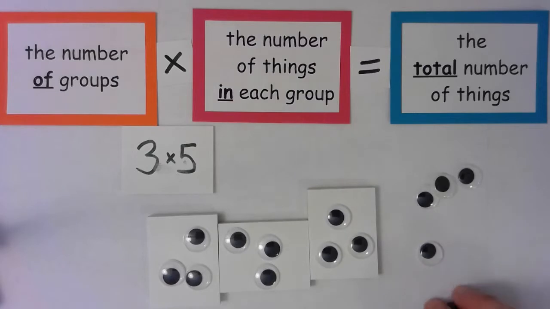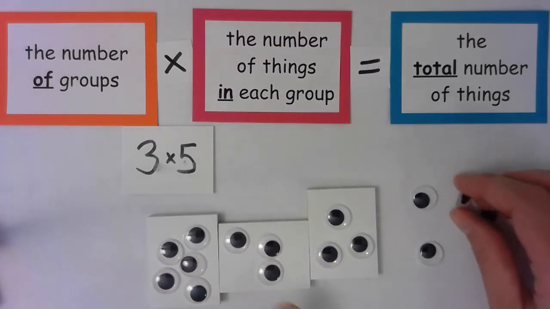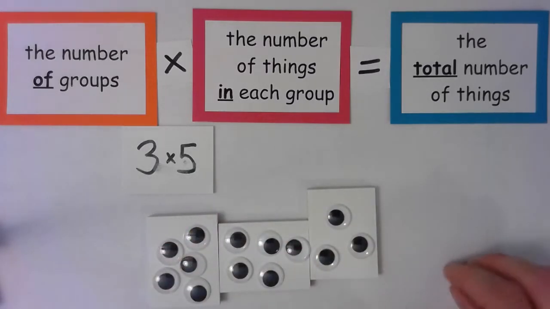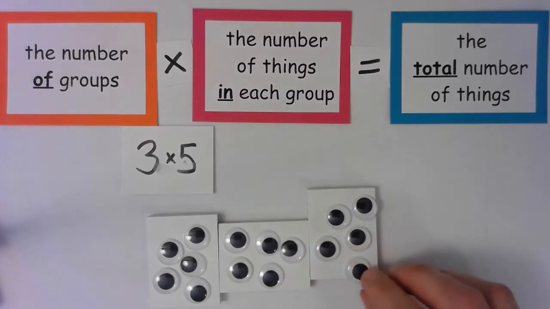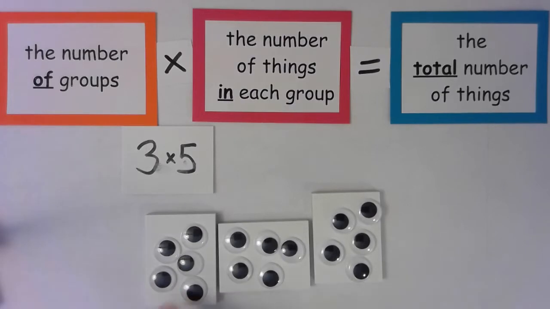And each group is going to have 5 eyes. So that means they need 2 more there to make 5. This 3 needs 2 more. And this 3 needs 2 more. So I didn't have to get any more googly eyes out of my drawer. I already had enough. The answer is the same. Skip counting by 5s this time, I have 5, 10, 15 googly eyes. Same answer.